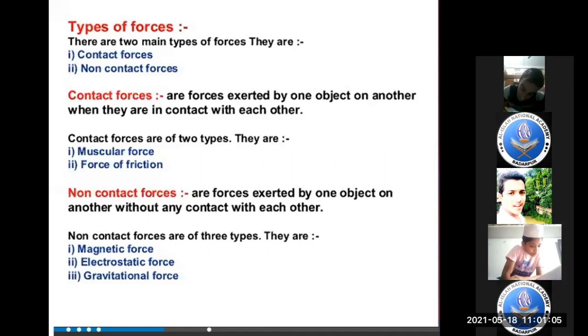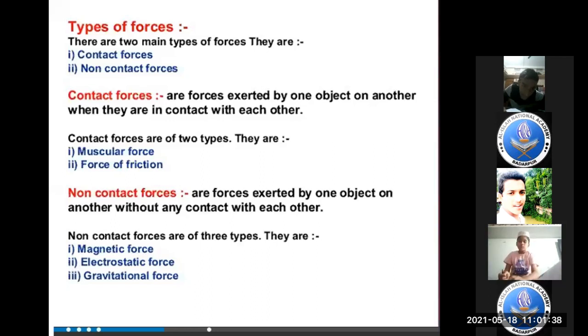Okay, now see, from this we have understood what contact forces and non-contact forces are. Contact forces are forces exerted by one object on another when they are in contact with each other. Suppose, when I show you the example, that time you'll understand. Next you can see contact forces are of two types. One is muscular force, that means we use our muscle, and one is force of friction. Friction means what, you know?